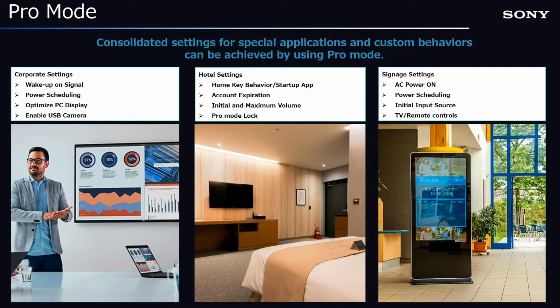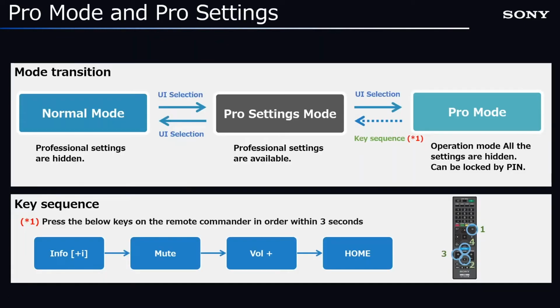So with the help of Pro Mode, we can really drill down every setting needed to specify a specific custom behavior. For example, in a corporate use case, we can enable USB camera. In a hotel setting, we can set up an account expiration. So when users sign into their Netflix account, for example, the user will automatically be logged out upon power off. For digital signage, we can disable the ambient light sensor to give you the brightest image. We can accomplish all of this and more by using the Pro Mode tool.